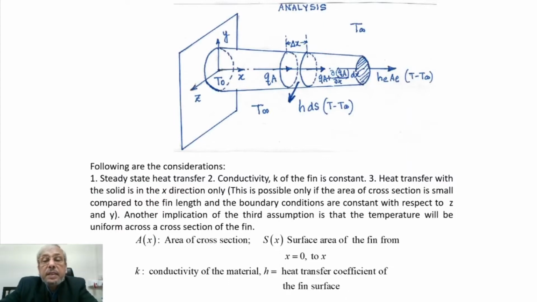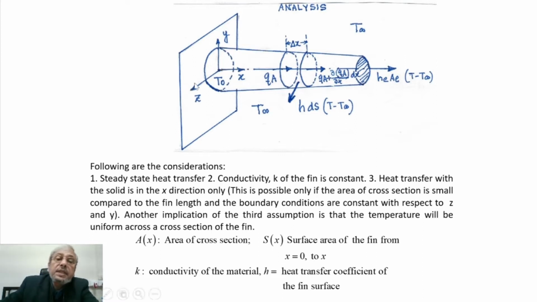Now for an analysis we have taken a protrusion from a base in the form of a cylinder, or you can say in the form of a body which is having arbitrary shape. It may be a triangular fin, it may be a rectangular fin. So we'll see. We are trying to first derive the general equations.